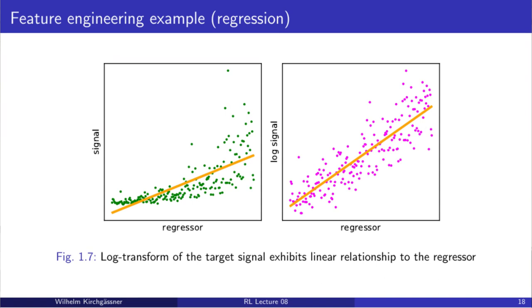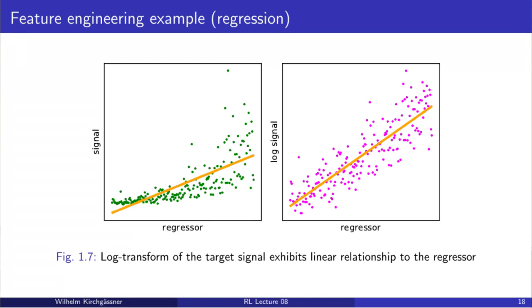But if we take the log transform, as we can see here on the right, not of the feature but of the target in this case, if we log transform the target, then it becomes way easier to fit a straight line into that cloud such that the distance to all the points is minimized for all the values in the regressor.